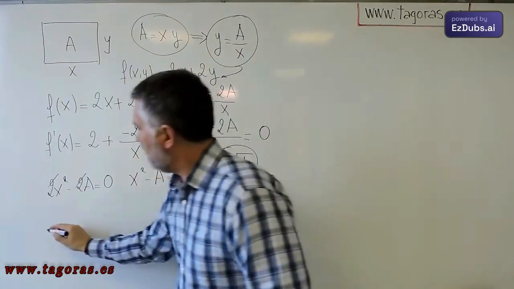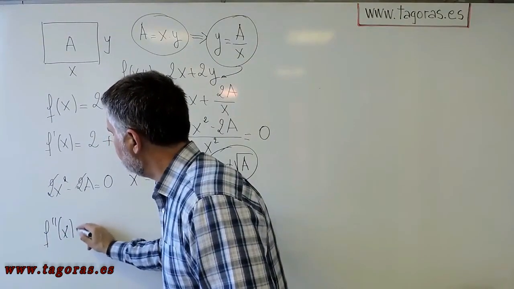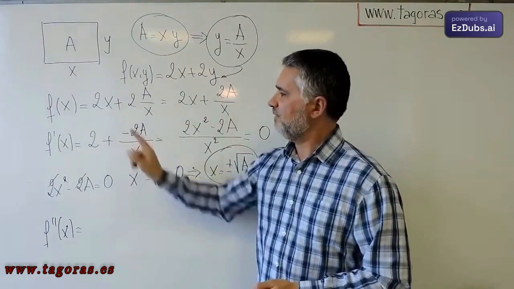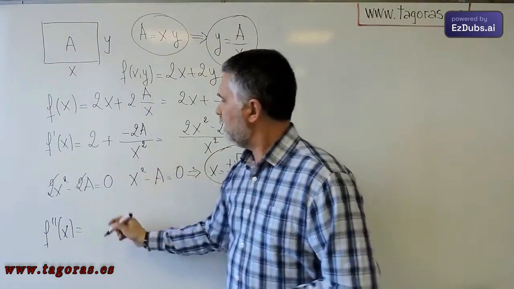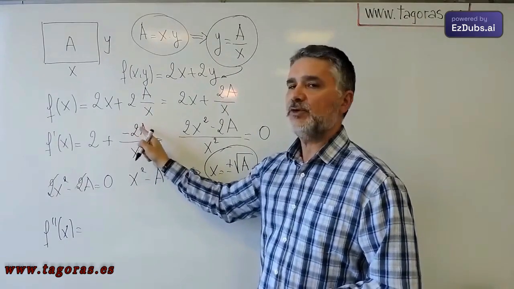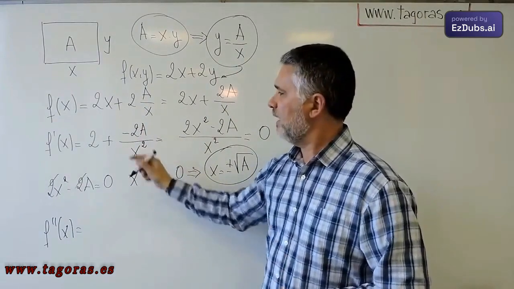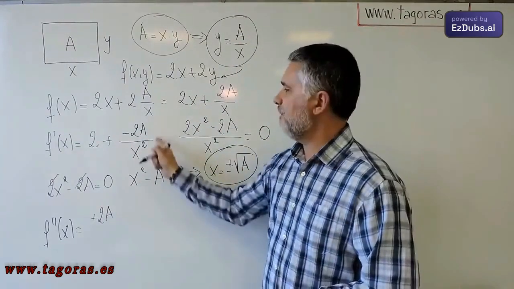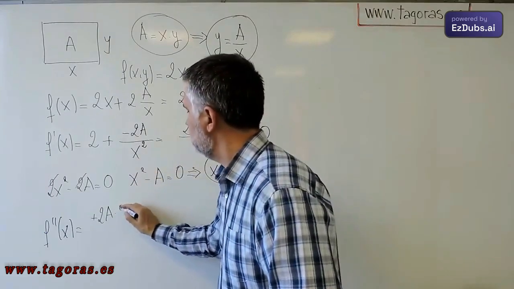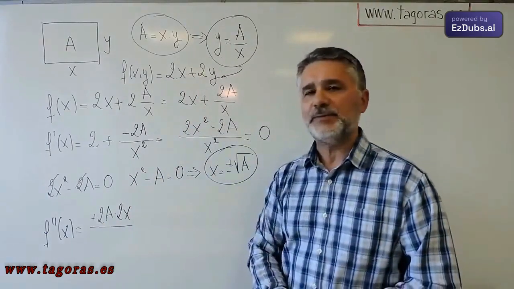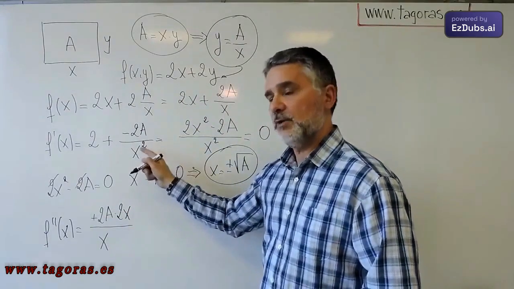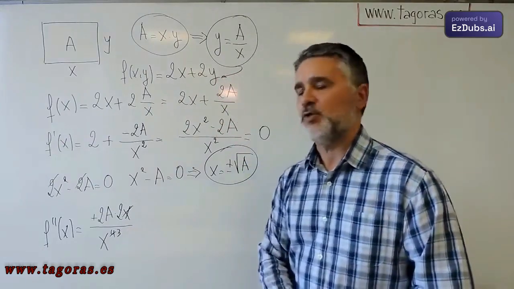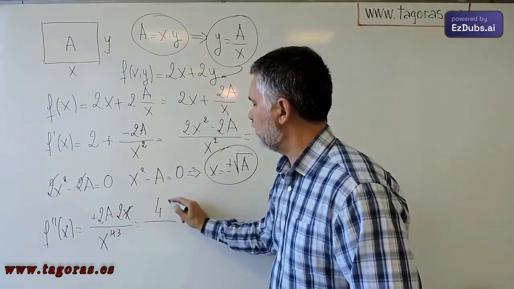For that, as always, we calculate the second derivative. It is much easier to differentiate here than to differentiate here, but it would be the same if we differentiated here. We would have the derivative of 2, which is 0, and now the derivative of the quotient, which would be the derivative of the numerator, 0, times the denominator without differentiating, therefore 0, minus the numerator, which already has a minus sign and becomes a plus sign, times the derivative of the denominator, which is 2x, divided by the denominator squared, x squared squared, x to the 4th power. We simplify the x's and here we would have an x cubed, and I would have here 2a times 2, 4a divided by x cubed.